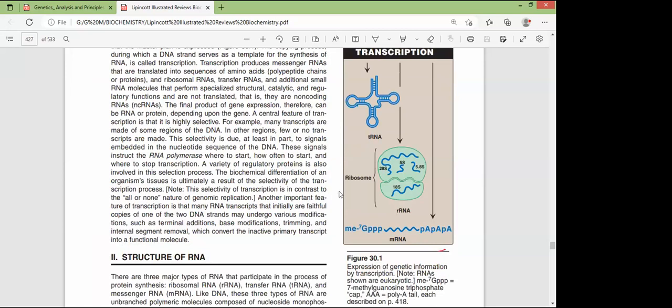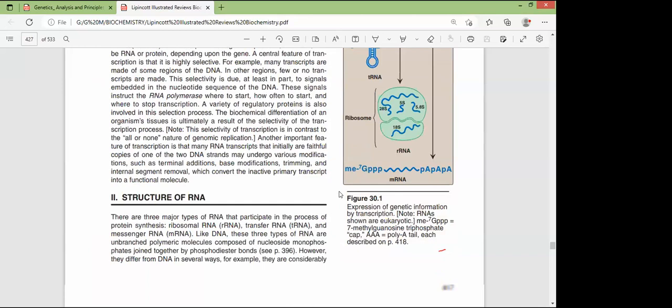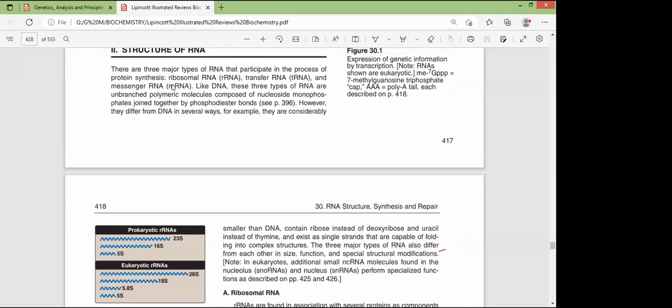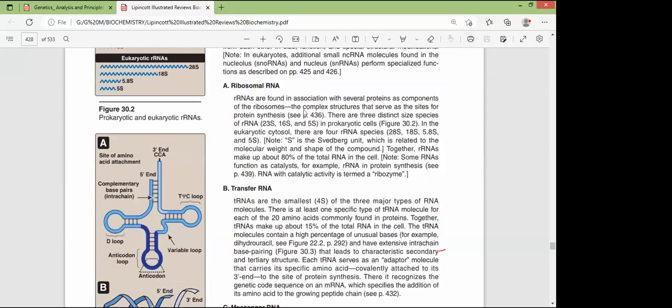Then there are 3 types of RNA. There's the transfer RNA. I think we know about the messenger RNA and the ribosomal RNA. So messenger RNA is what we will make from DNA. Transfer RNA is what will bring the amino acid that we will use to build the protein. Ribosomal RNA is just a complex in the ribosome that is involved in protein synthesis.